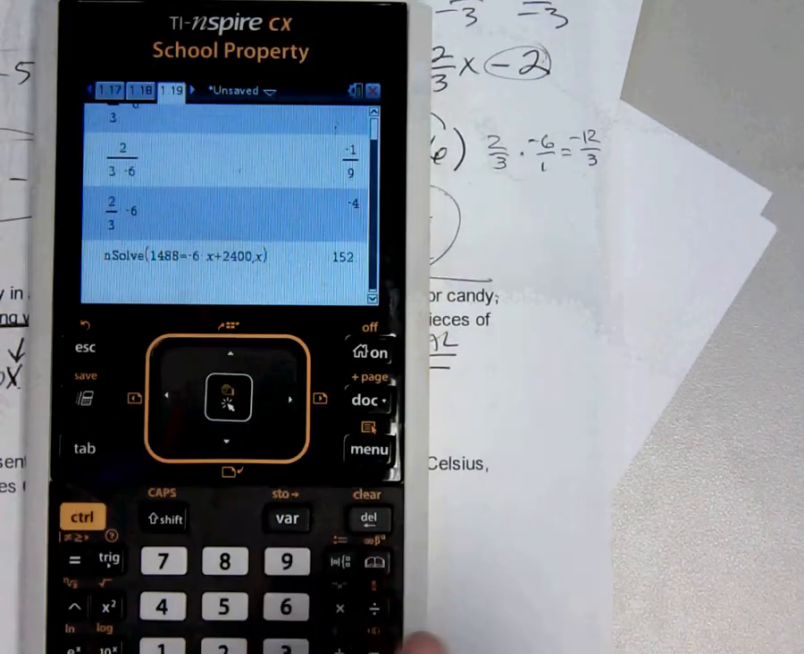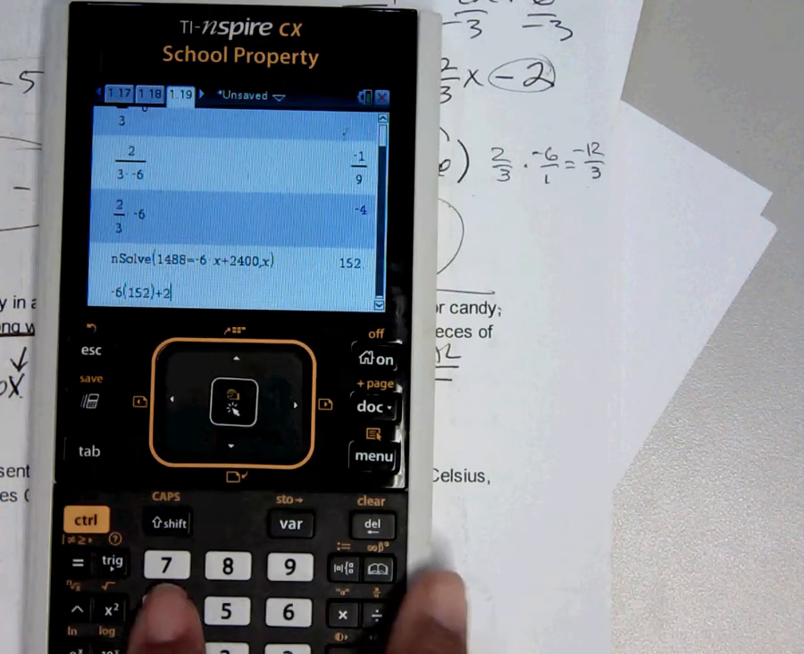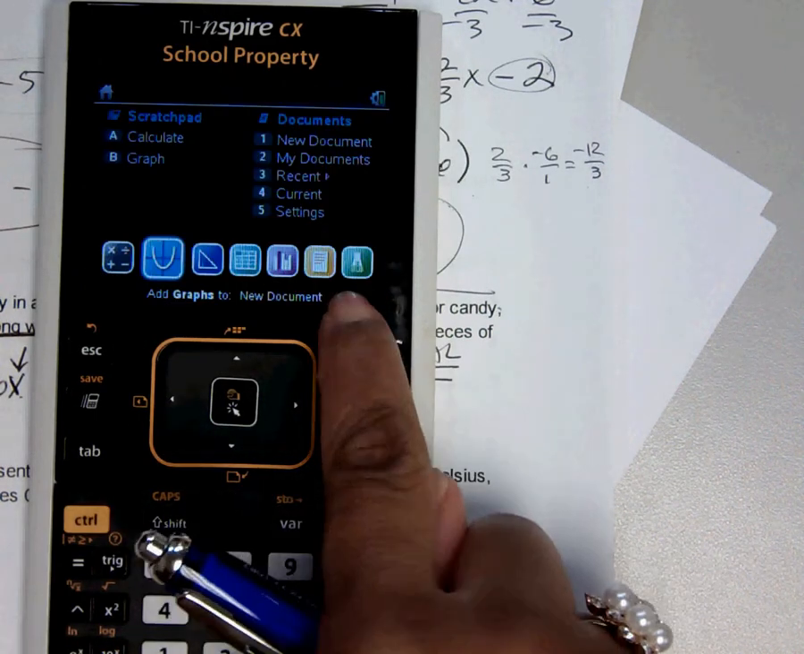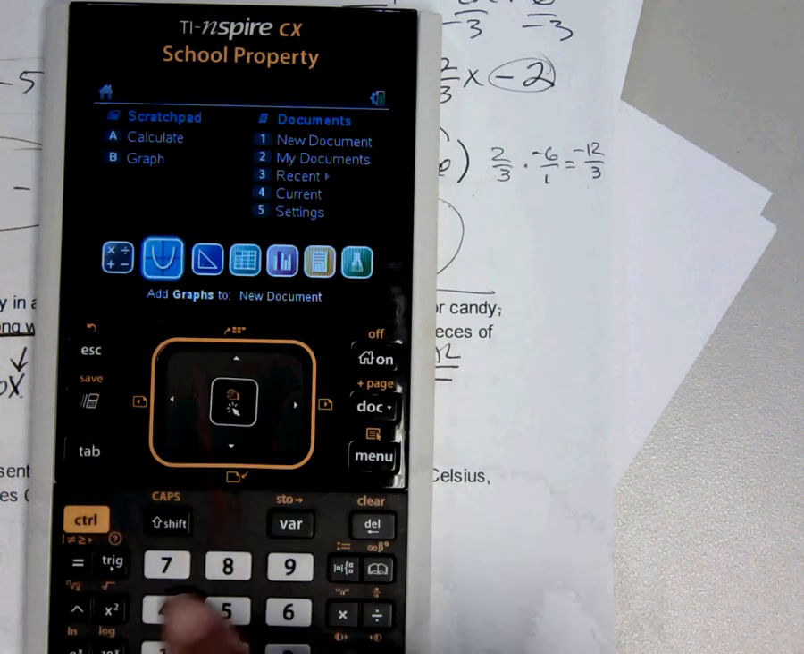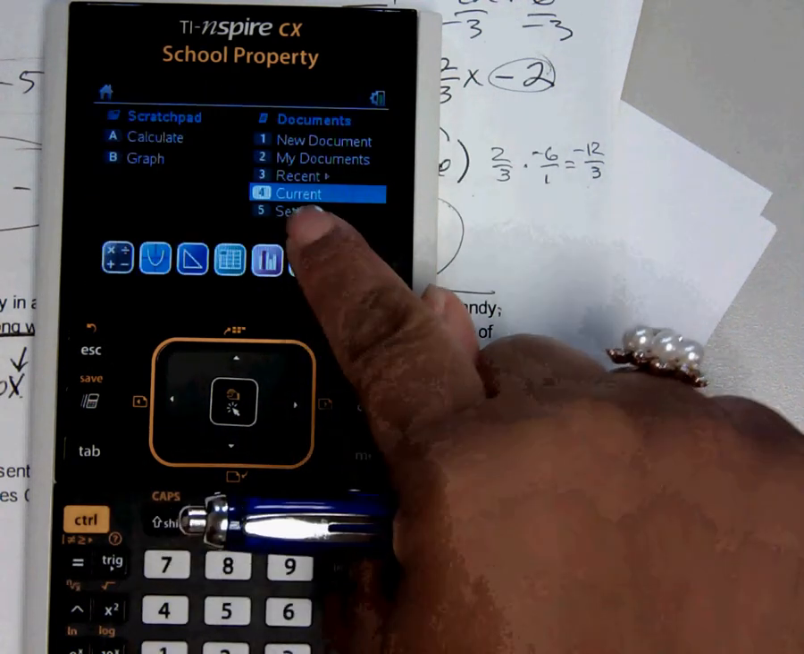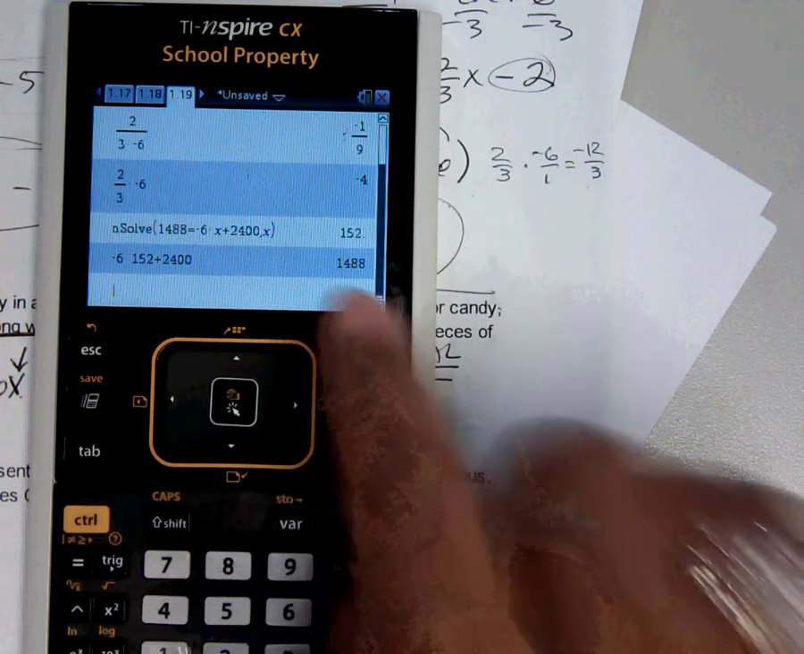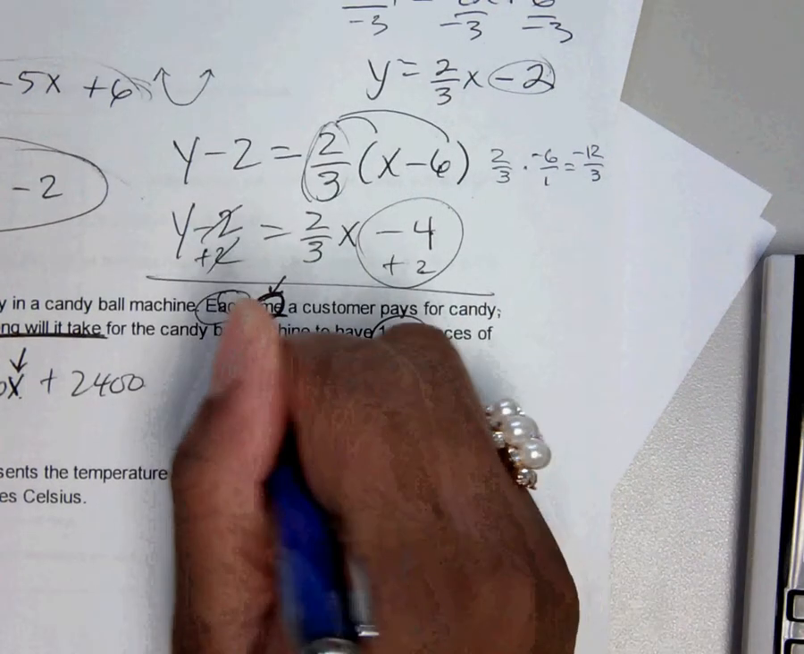And how can we check that? Negative 6 times 152 plus 2,400 gives me 1,488. And what did I do to go back? I hit 4 current, or you currently run, and took me right back. Okay, so the answer is 152.